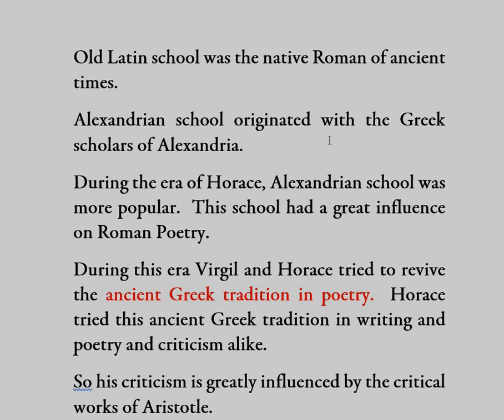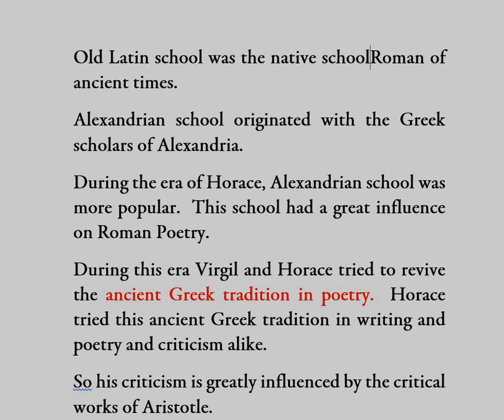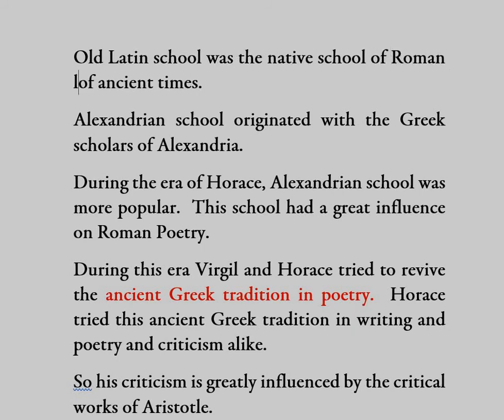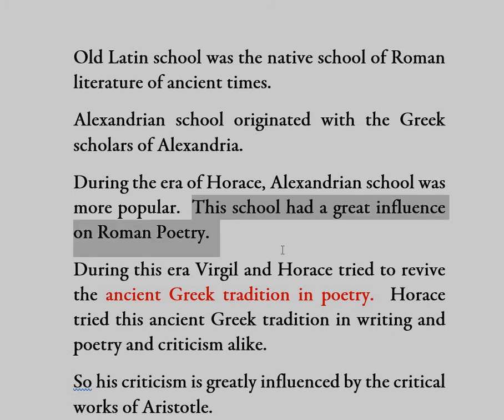One school was the Old Latin school, which was the native school of Roman literature, of ancient times. Then the Alexandrian school originated with the Greek scholars of Alexandria. That's why it is called Alexandrian. During the era of Horace, the Alexandrian school was more popular. This school had great influence on Roman poetry.